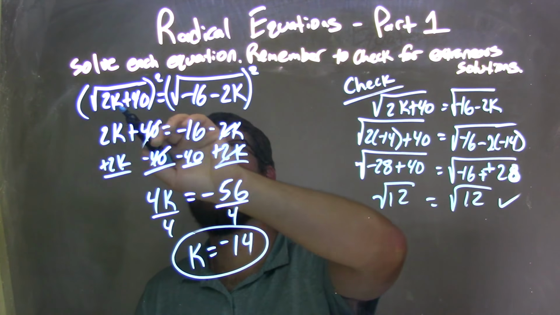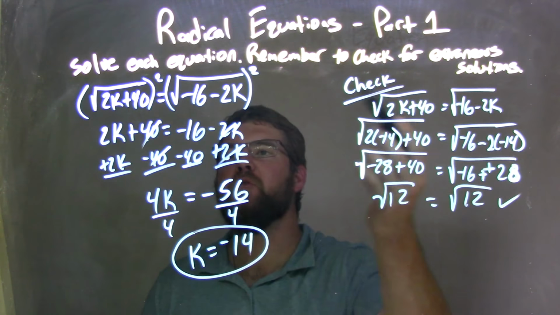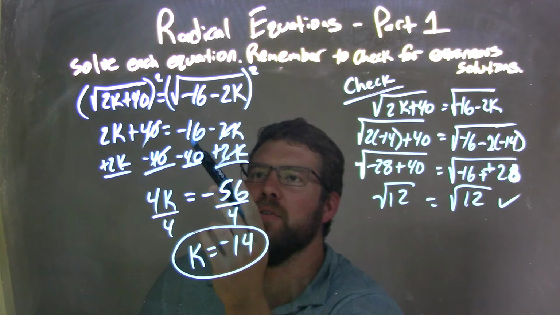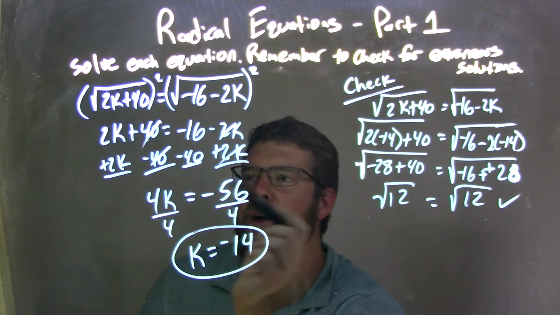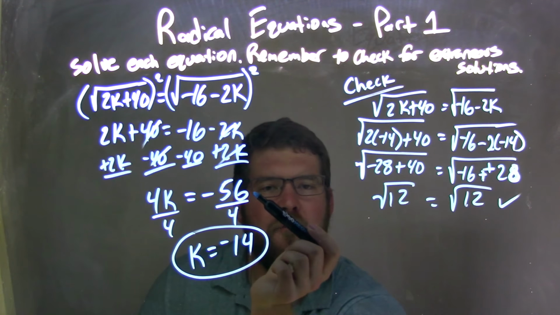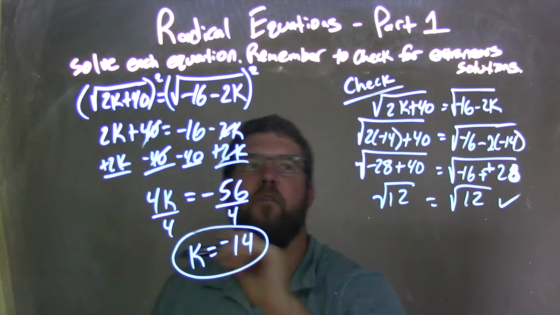So we're going to recap. We were given the square root of 2k plus 40 equals the square root of negative 16 minus 2k. Squared both sides, eliminated the radicals. We're left with 2k plus 40 equals a negative 16 minus 2k. Brought my k's together, brought my numbers together. Left me with 4k equals a negative 56. Divided by 4 on both sides, leaving me with k equals a negative 14.